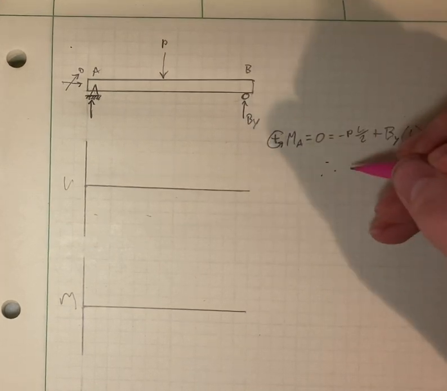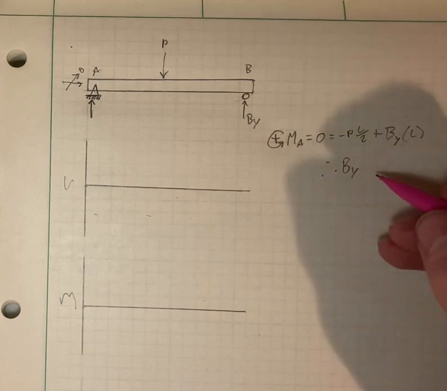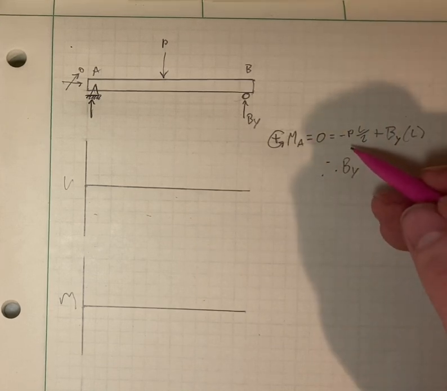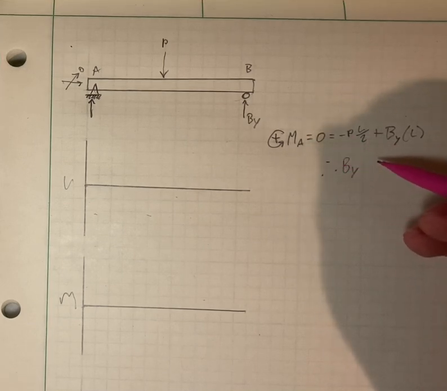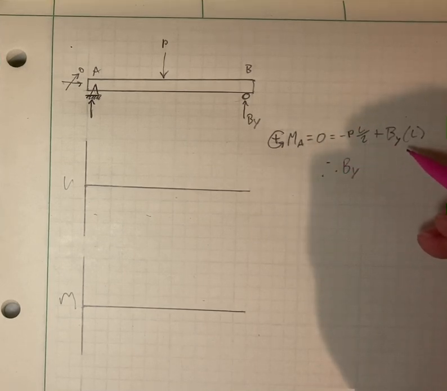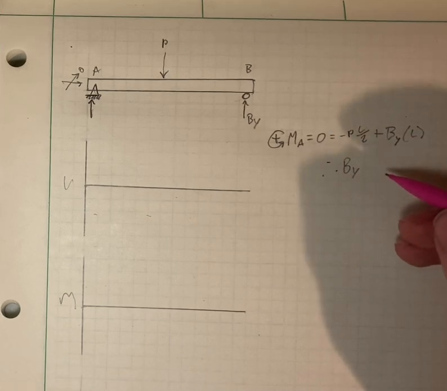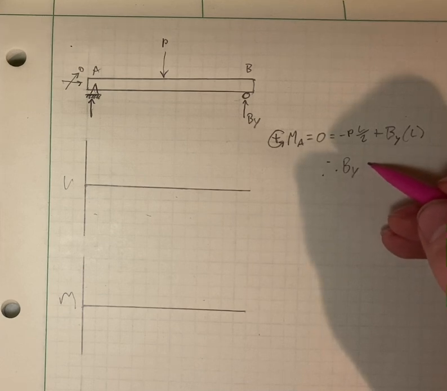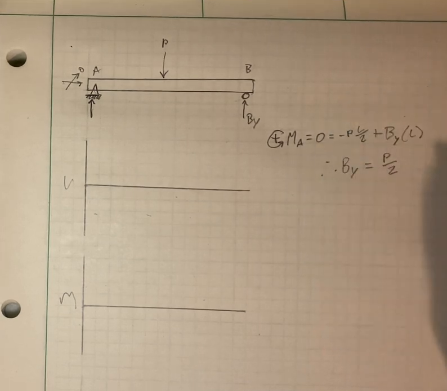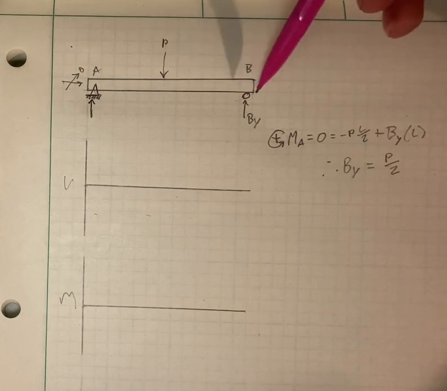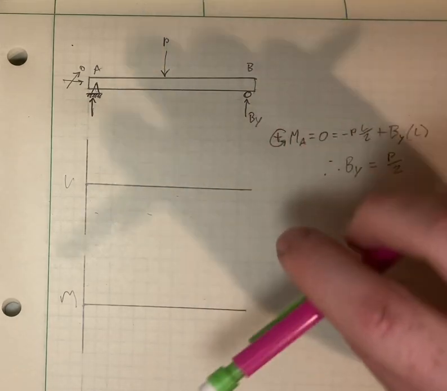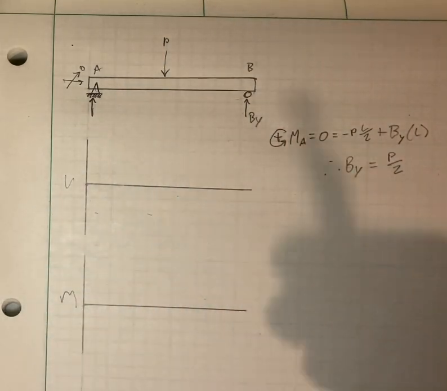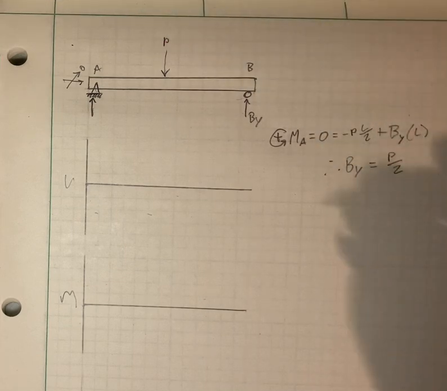Okay, so then we can solve for By. So what do we got? By is P times L over 2, and then divide by L. So that would cancel out that L, and By would equal P over 2, which makes sense, right? Because there's two forces, I assume they're putting equal effort to keep this beam up if this force is in the middle.